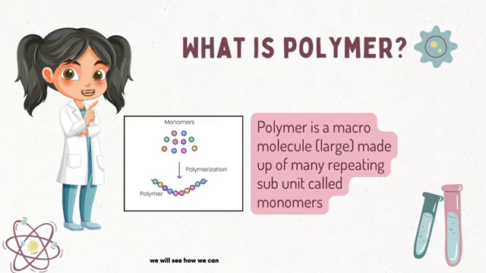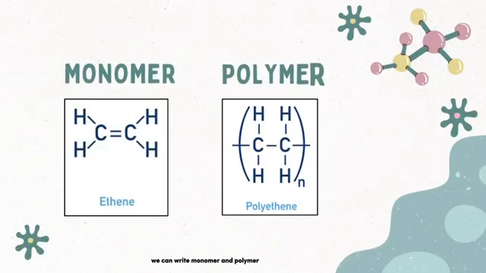We will see how we can write polymer and monomer. We can write monomer and polymer like this. A monomer consists of a double bond. Meanwhile, a polymer will have brackets and a small n at the corner of the bracket. This is an example of polyethylene.